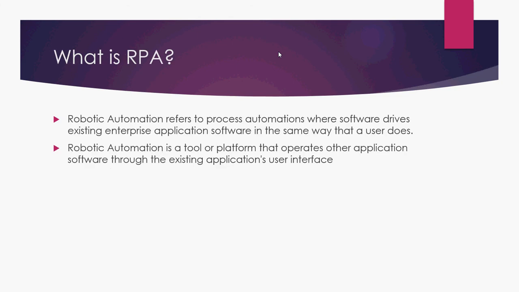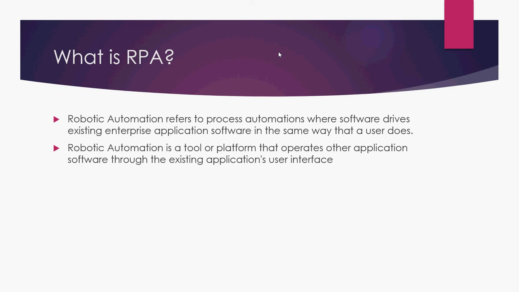What is robotic process automation? By book definition, robotic automation refers to process automations where software drives existing enterprise application software in the same way that a user does. In simple words, robotic automation is a tool or a software that operates on others' applications to perform some functionality by using the existing user or application user interface.